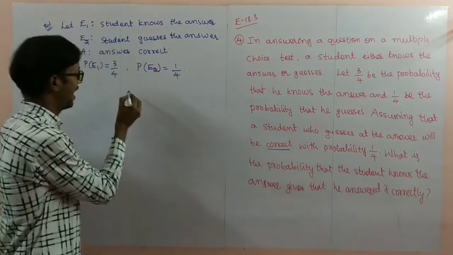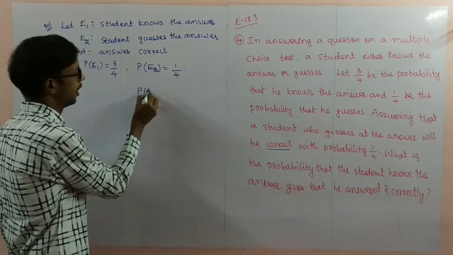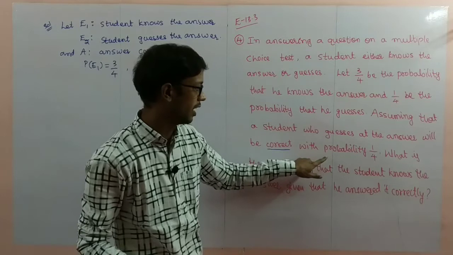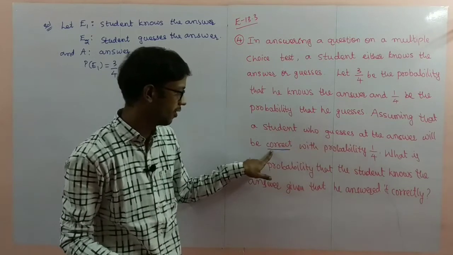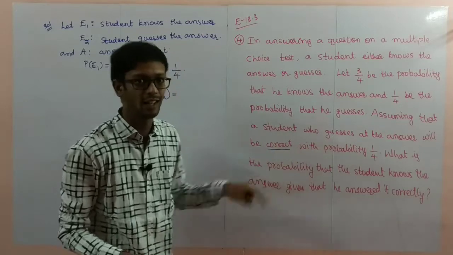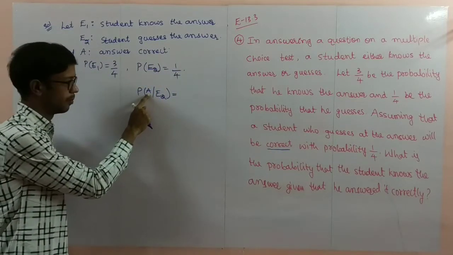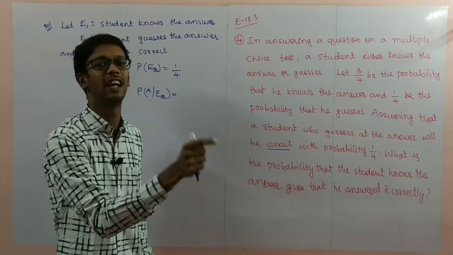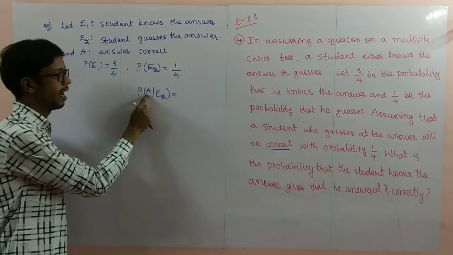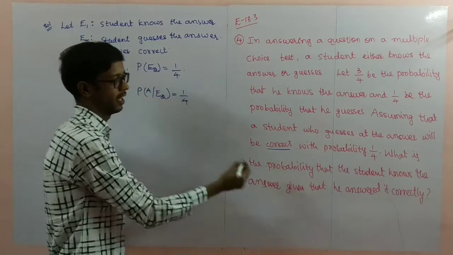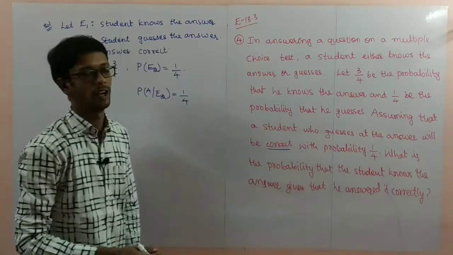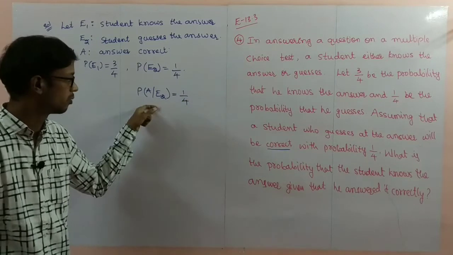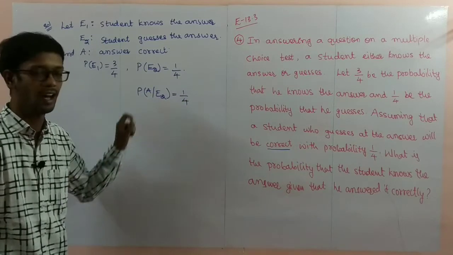So now I'll write the probability of A given E2. Why are we writing A given E2? The guessed answer will be correct. One event is completed, that is guesses, E2. P of A given E2, how much have they given? Again the same, 1 by 4. Probability of A given E2 is equal to 1 by 4. This means the probability that a guessed answer is correct.